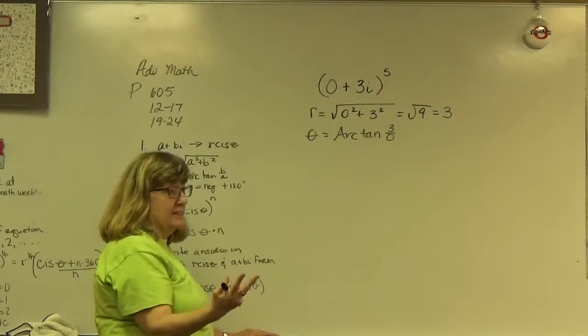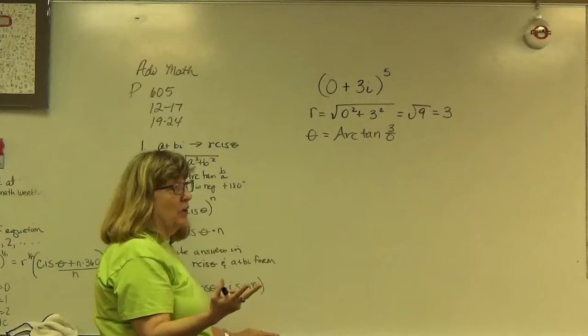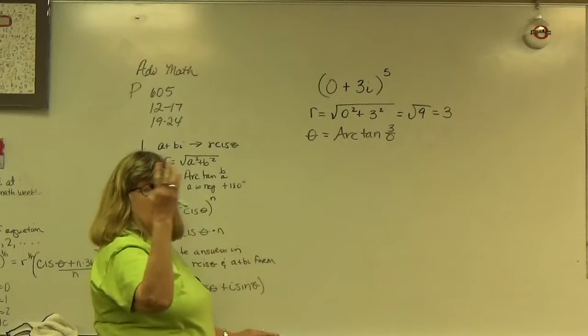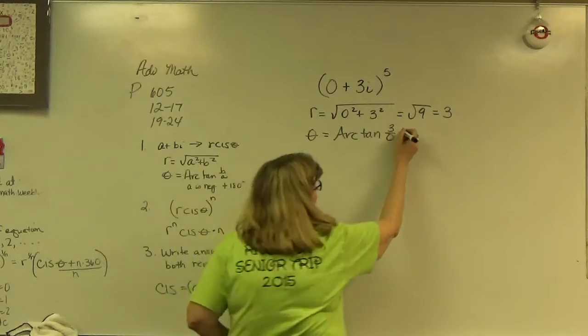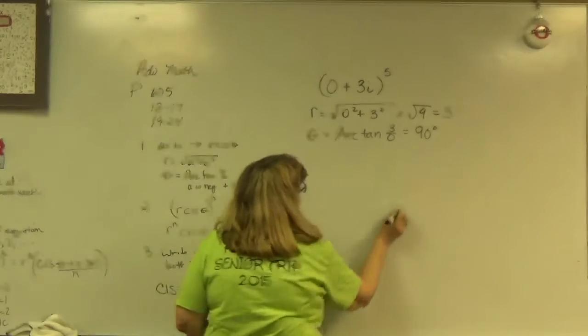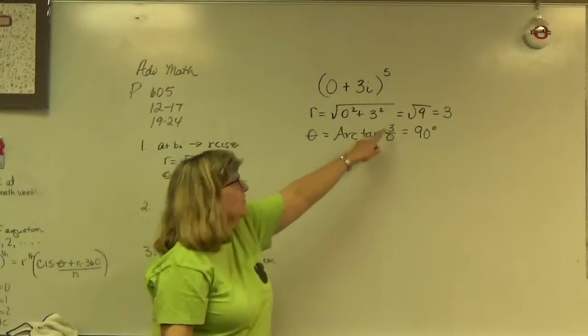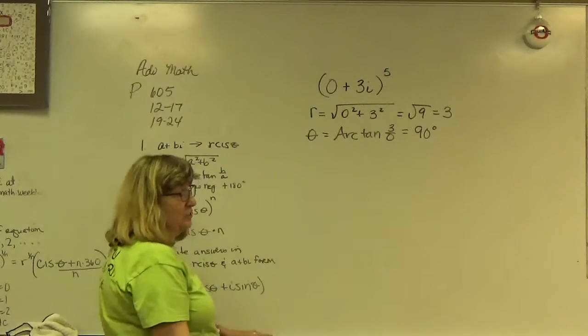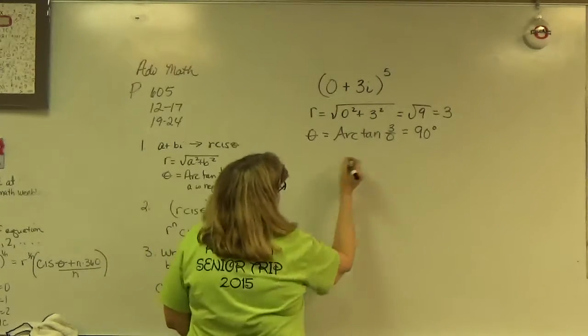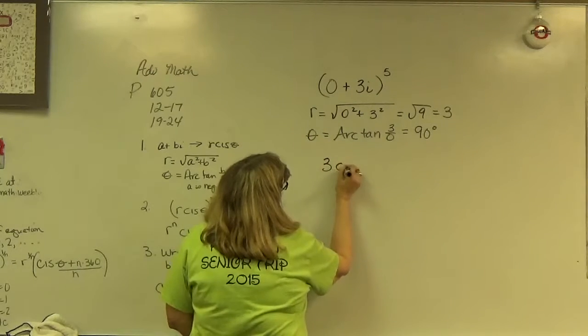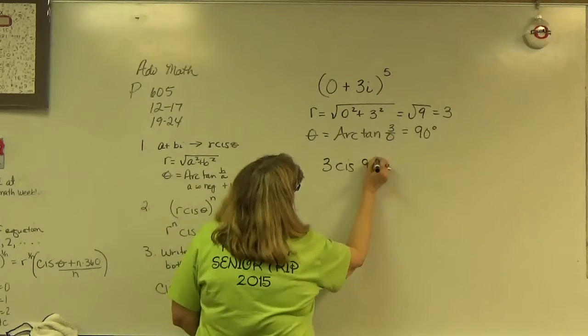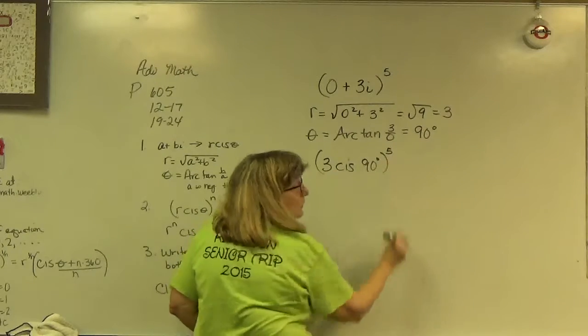There are two places it's undefined. If there's a positive involved, it's 90. If it's a negative, it's 270. So this one is 90. If you had a negative 3, it's different. If you got a negative in it, it's 270. Okay, so now this is written 3 cis 90 degrees, and it's raised to the fifth power.